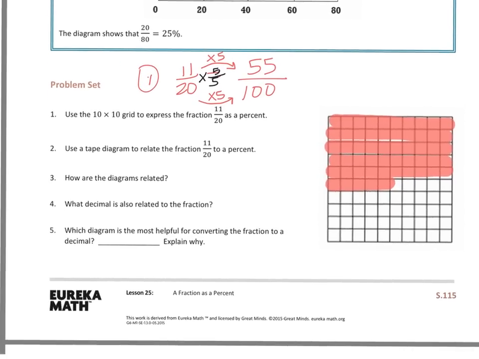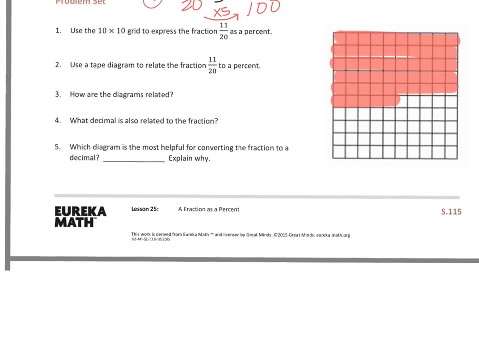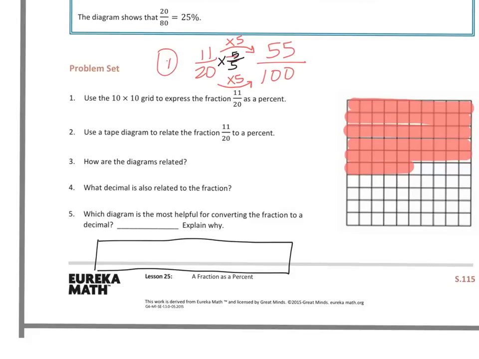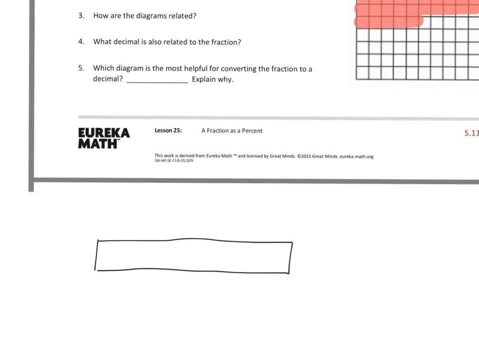Number 2 says, use a tape diagram to relate the fraction 11/20ths to a percent. So this is where it's going to get a little interesting. So how am I going to break this tape up to show that? So I want to show 11/20ths and relate it to a percent. So I'm starting at 11/20ths. I'm going to make equivalent ratios until I get to 100. So I'm really going to count by 20s on the bottom and 11s on the top. So let's go down here and I'll show you what I mean.